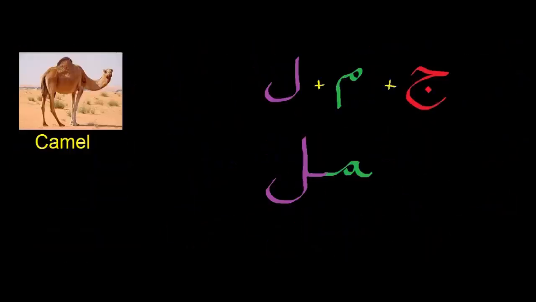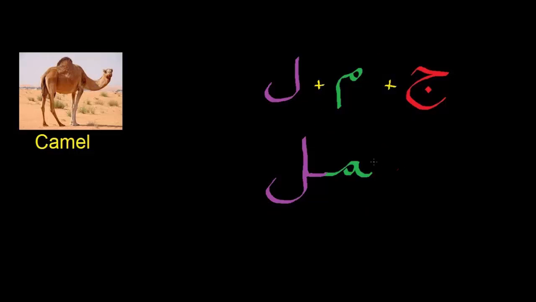So the first example we have is that of a camel. Here's a little picture of a camel standing alone. And these are the letters that compose the word camel. We have a Jim, a Mim, and a Lam. This is how they look independently. We're going to join them together. I've already joined the last two letters, and I'm going to show you how the Jim is joined to them.